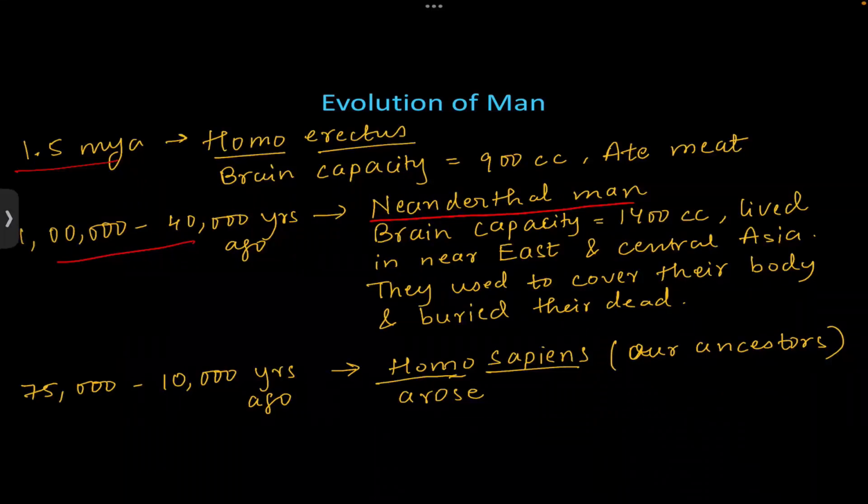And the modern day man, that is Homo sapiens, and our ancestors actually arose around 75,000 to 10,000 years ago during the Ice Age period. Okay. So this is it about evolution of man, and this topic also concludes the chapter on evolution. Thank you.